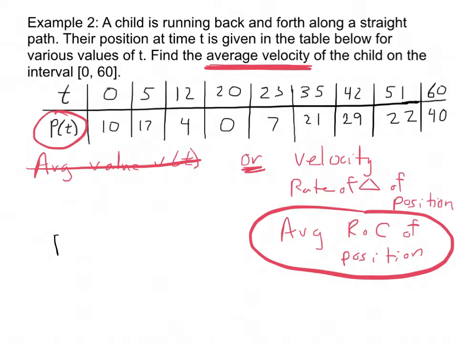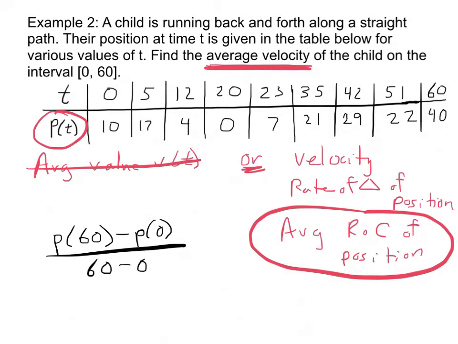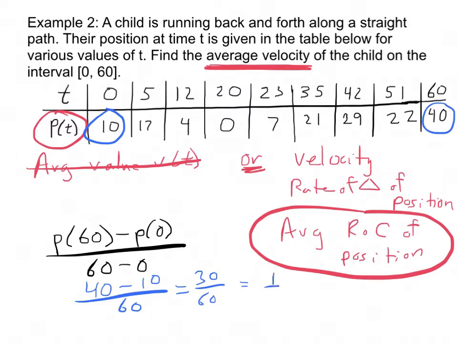I do that by doing p of 60 minus p of 0 over 60 minus 0. I've got a table right here, so I just extract these values. P of 60 is 40. P of 0 is 10. So 30 over 60, which is 1/2. So the average velocity of this child is 1/2. I didn't give units here, but that's the idea. That's where it comes from.